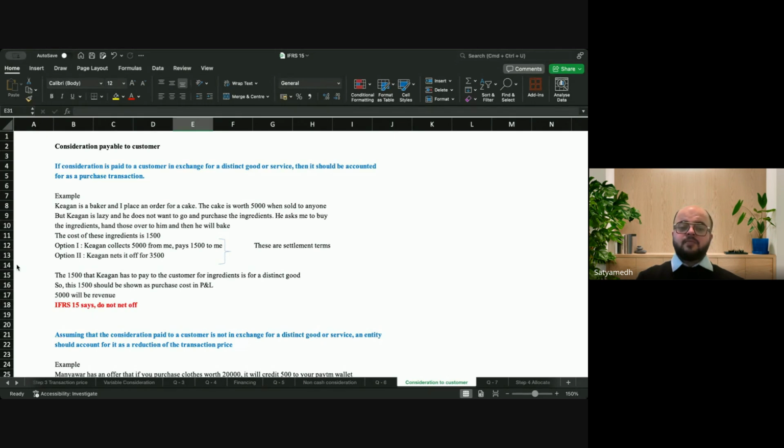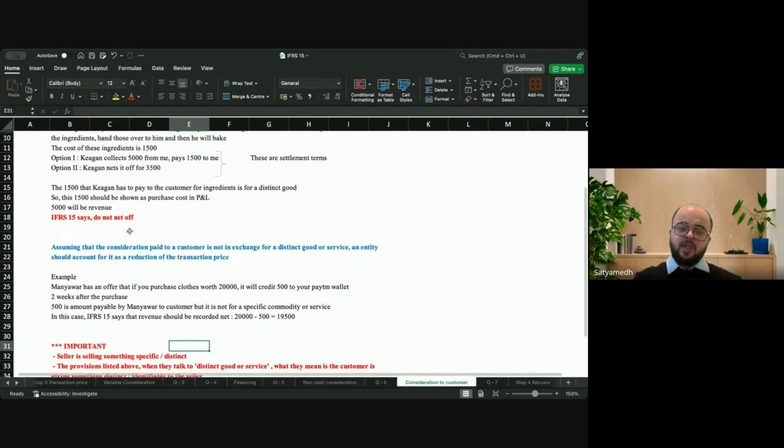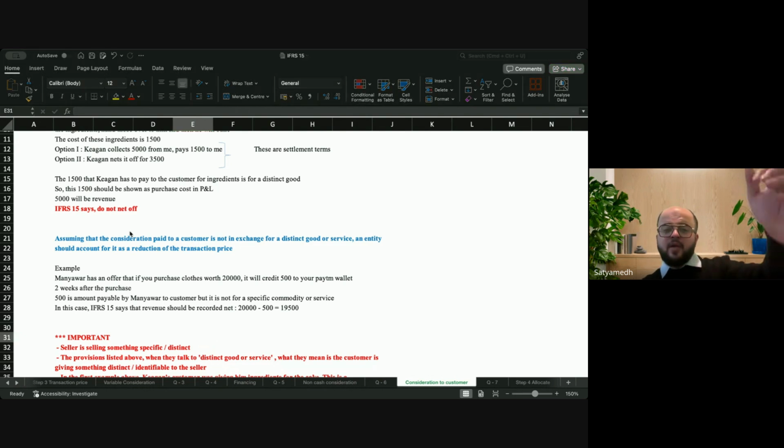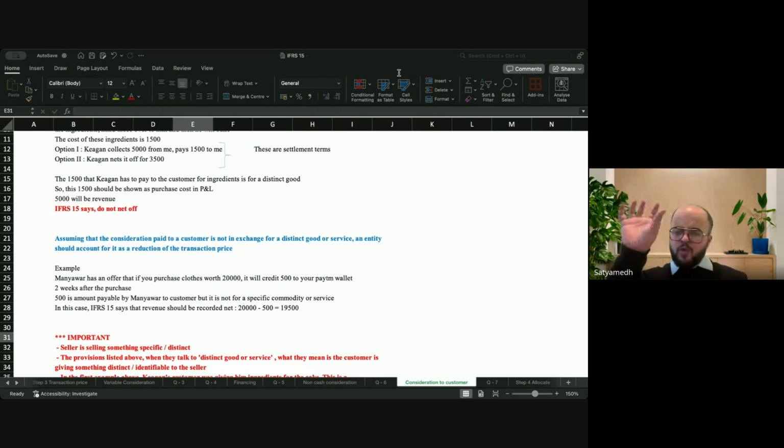Now, the second situation is consideration payable to a customer, but it is not against a distinct good or service. Say, for example, I go to a Crossword store, or a Manyavar store, or any of these stores, and they have a loyalty card system. Now you know how the loyalty card system works, right? Every time I go and purchase something, you credit points to this loyalty card, and after 1 year, in proportion to the points in that card, you are going to give me some amount.